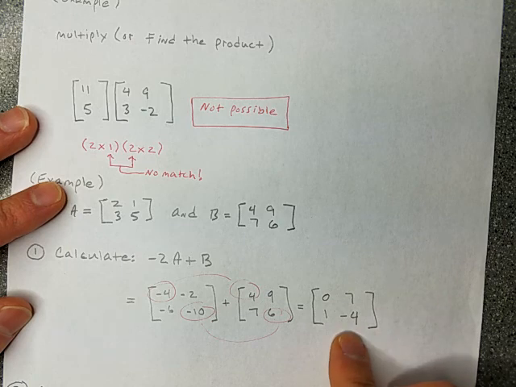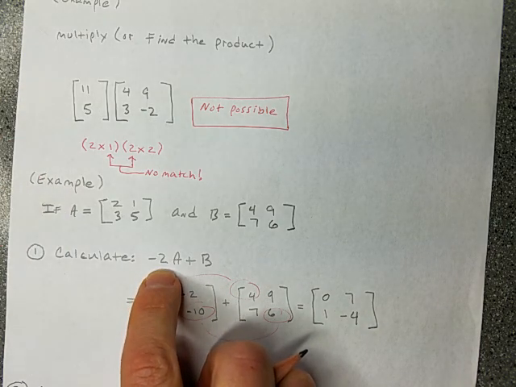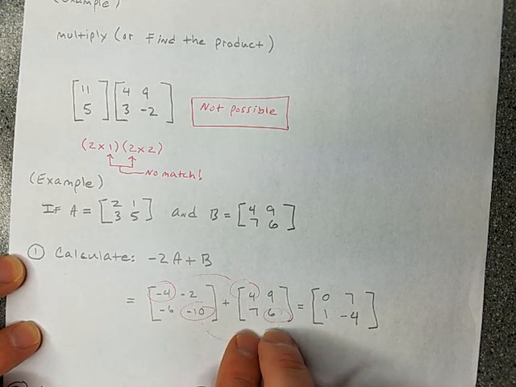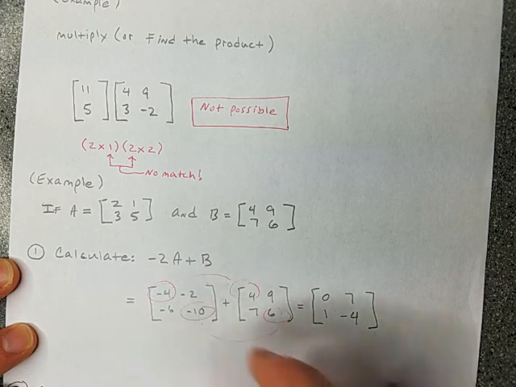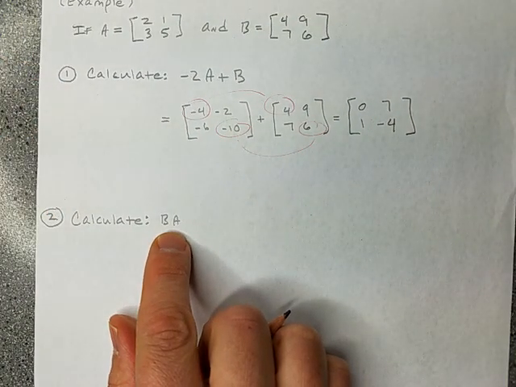So there's our answer. First, I multiply matrix A by -2 uniformly, every entry. And then I take that result and I add it to this other one. So that's not too bad, I would say. Multiplying is a little harder.